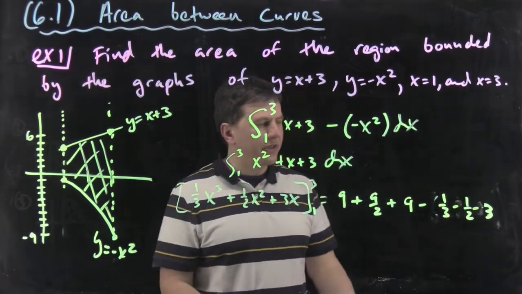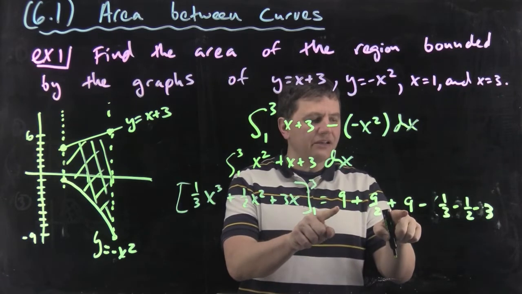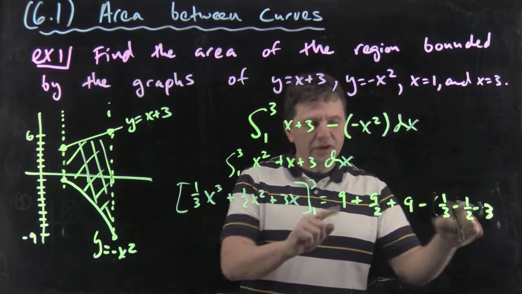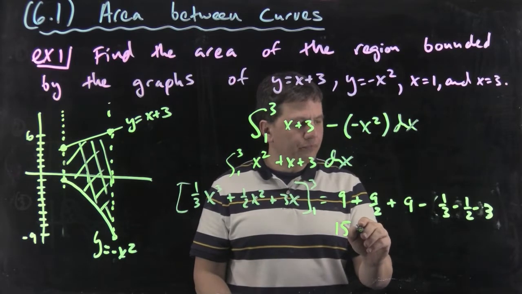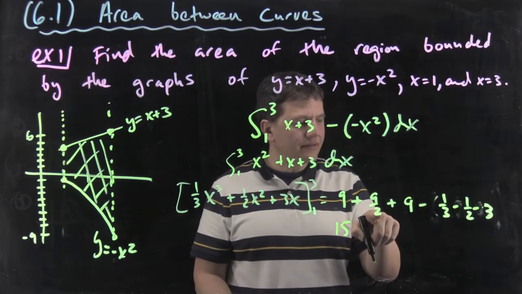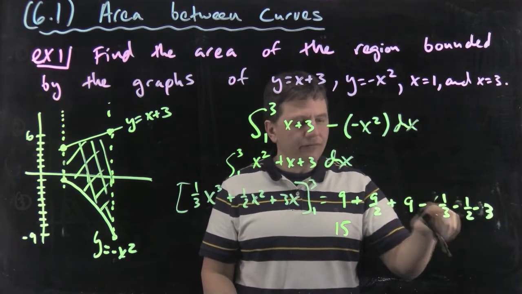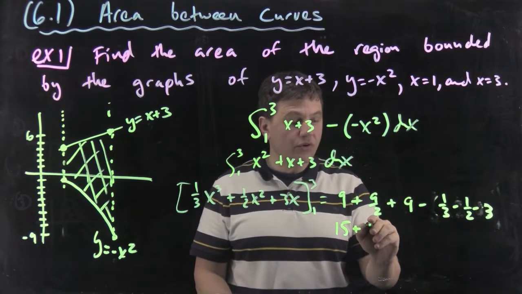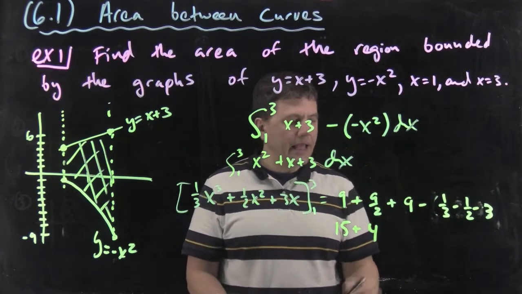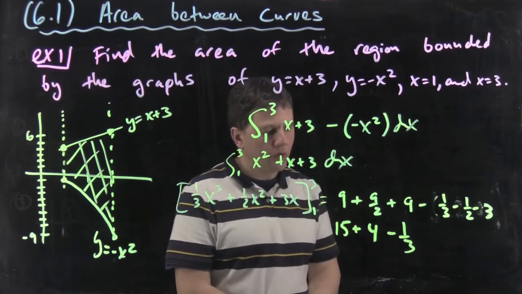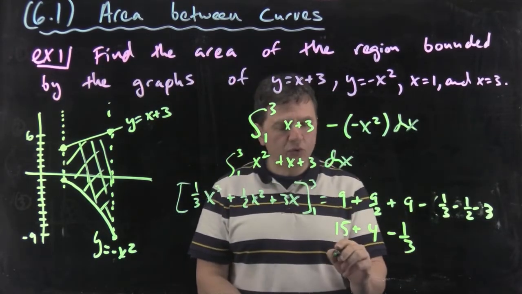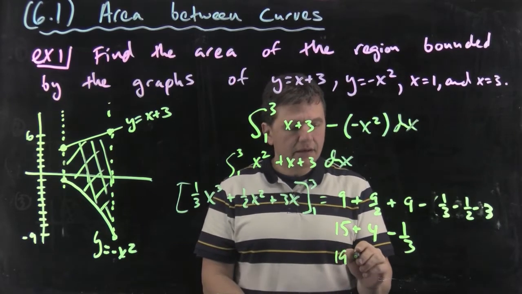Okay, whatever works best for you. So 9 plus 9 is 18, minus 3 is 15, so I have 15. And then 9/2 minus 1/2 will give me 8/2, which is 4, okay? And then minus 1/3. Okay, so 15 plus 4 is 19.